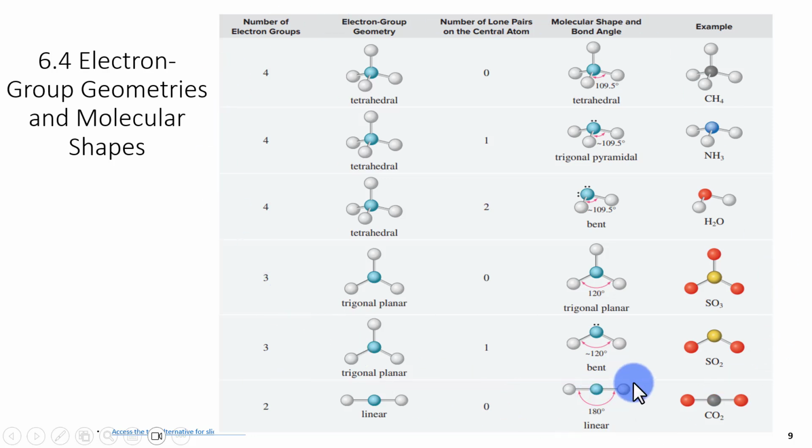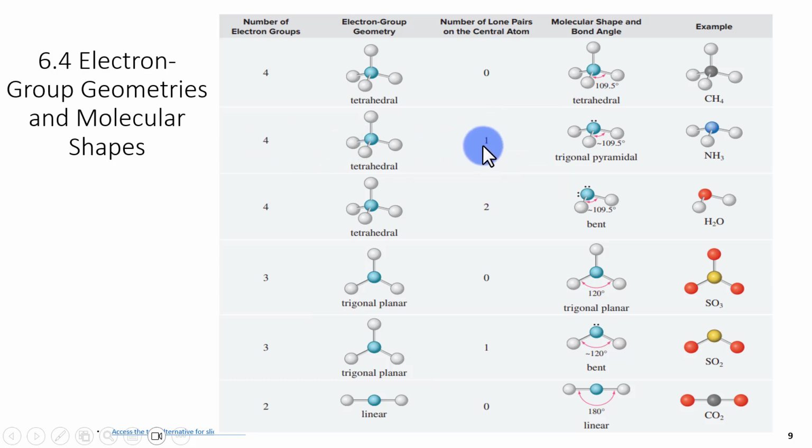Here is a table that will help you. I suggest that you print this out and have it for when you do problems like these. If I have 4 electron groups, so here's the number of electron groups is 4, my electron group geometry is tetrahedral. Note that it does not change at all. If I have 0 lone pairs, so no lone pairs, all of them are single bonds, then I have a molecular shape of tetrahedral. You don't need to remember the bond angle. And here's an example of that.